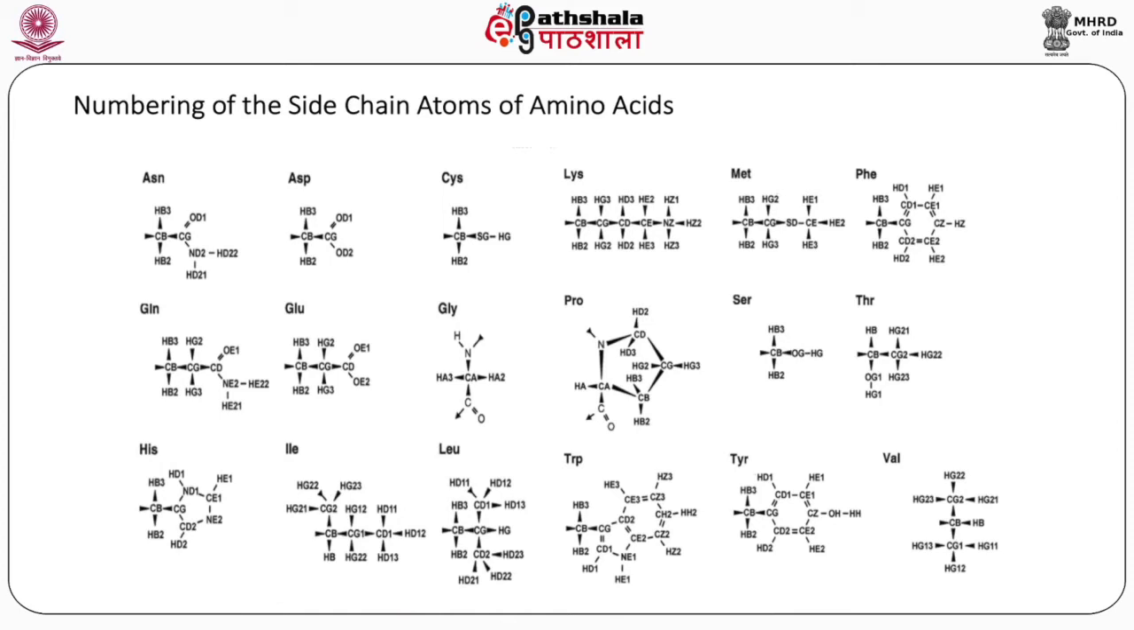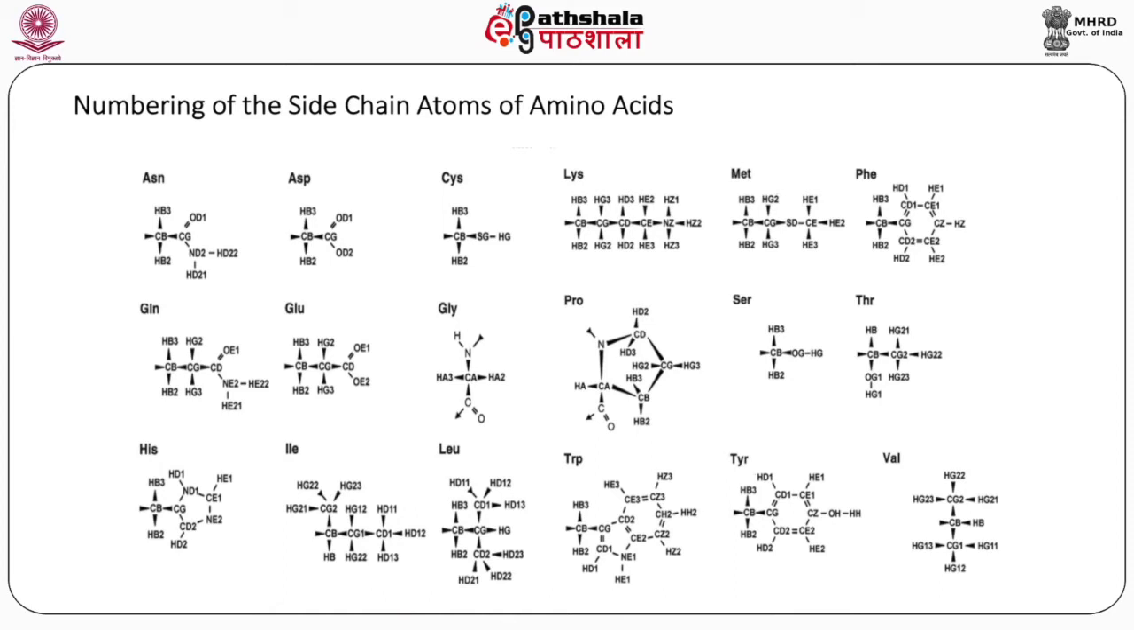We have the simple glycine residue. It has C alpha and its 2 hydrogens are labeled as HA2 and HA3. Let us look at a longer residue, isoleucine. So, in isoleucine, we have isomerization with respect to leucine.